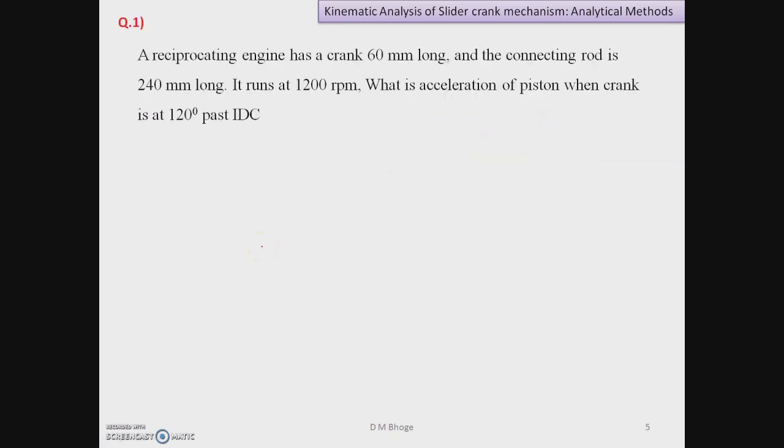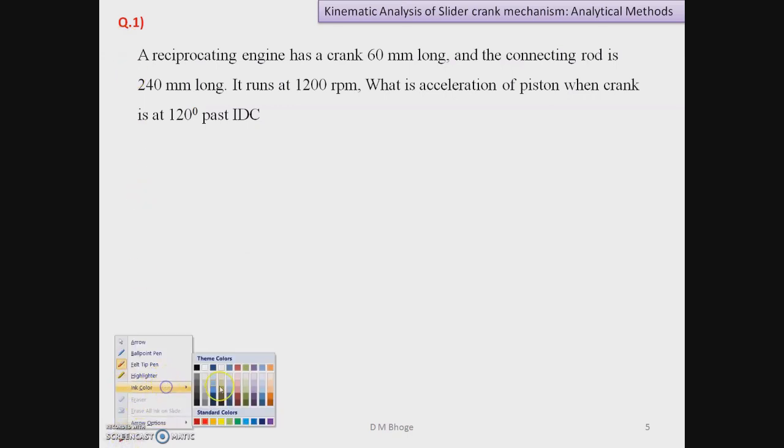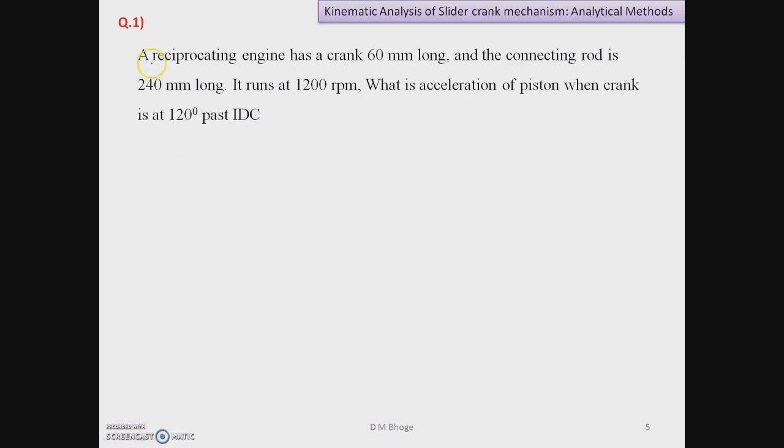So these are the equations which we'll use to solve the numericals. So let us take example number 1. A reciprocating engine has a crank of 60 millimeters long and the connecting rod is 240 mm long. It runs at 1200 rpm. We have to determine the acceleration of piston when crank is at 120 degrees past IDC.